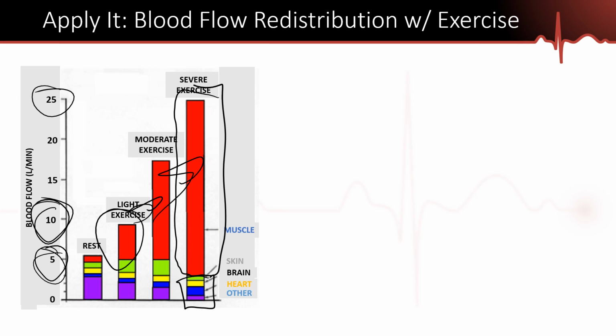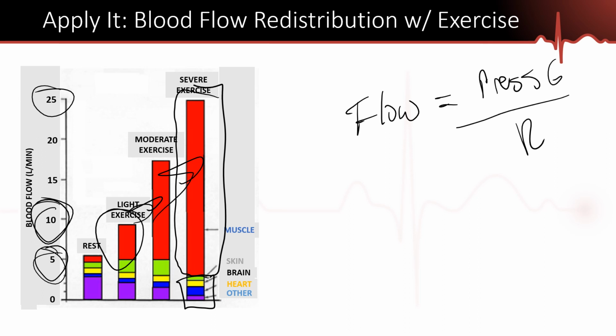And you say, how is it possible for all this blood to be flowing towards muscle and other places? And that's where the equations come into play, right? What does flow equal? Flow equals this pressure gradient divided by resistance. Flow is proportional to the pressure gradient and inverse to resistance. How did we get an increase in the pressure gradient? Okay, well, first of all, what equals pressure? Pressure equals cardiac output times total peripheral resistance.